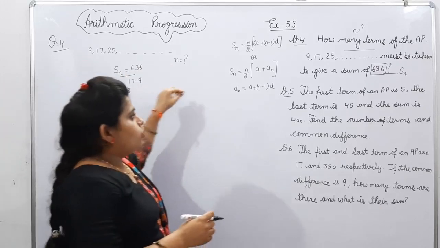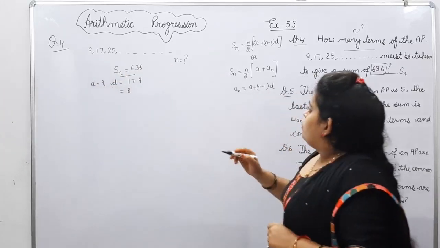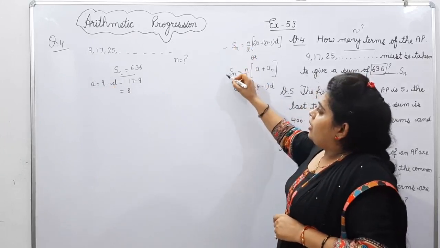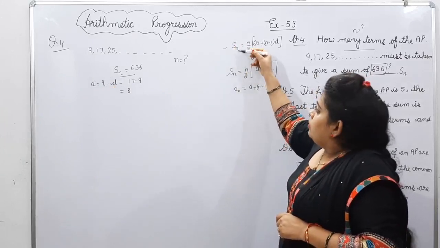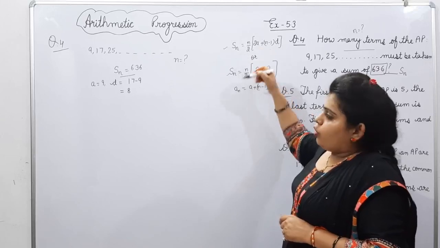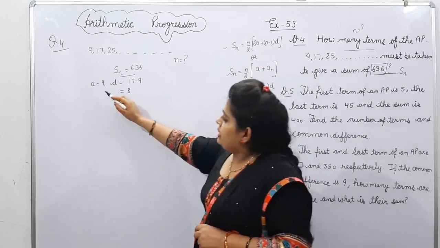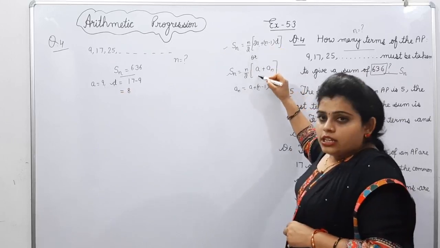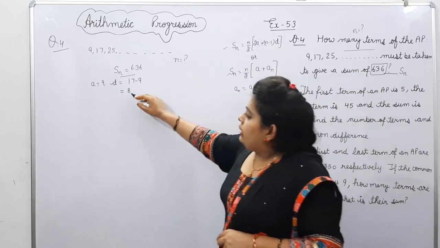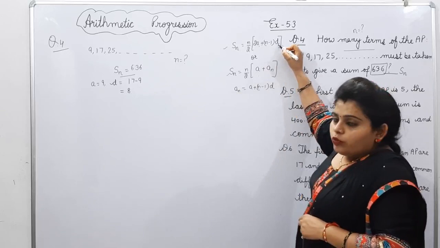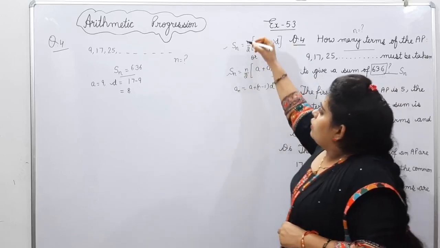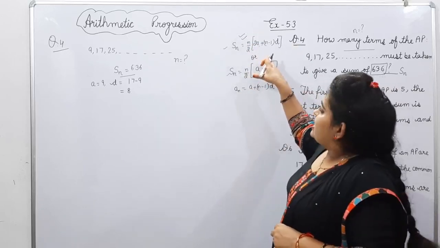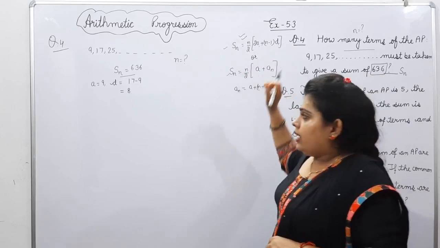Now come to these formulas, dear students. What is given? Sn is given. Means we have to choose any of these two formulas. Now how many things are given? A and d. A is in this formula and also in this formula. Now d is in this formula, not in this. Means we will choose this formula. हम Sn का ये formula use करेंगे.